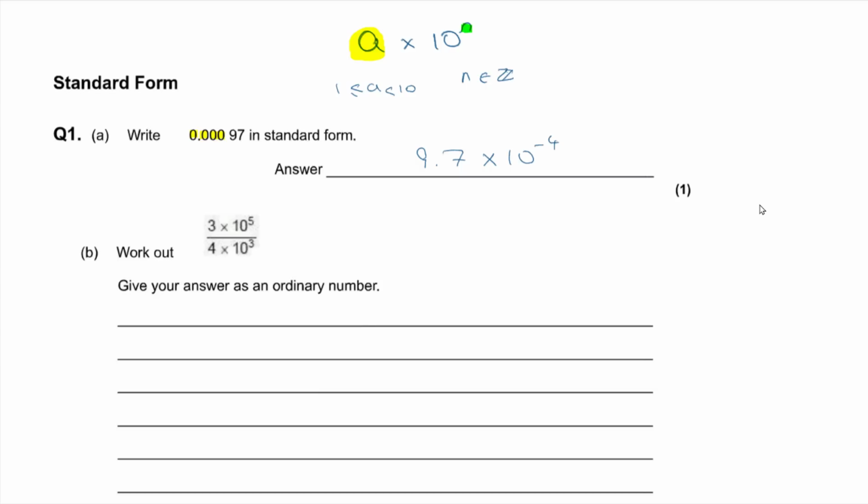Okay, so the number of zeros at the beginning is the number you're going to get up there, and the mantissa part here is just going to be those numbers with the decimal point in between them.